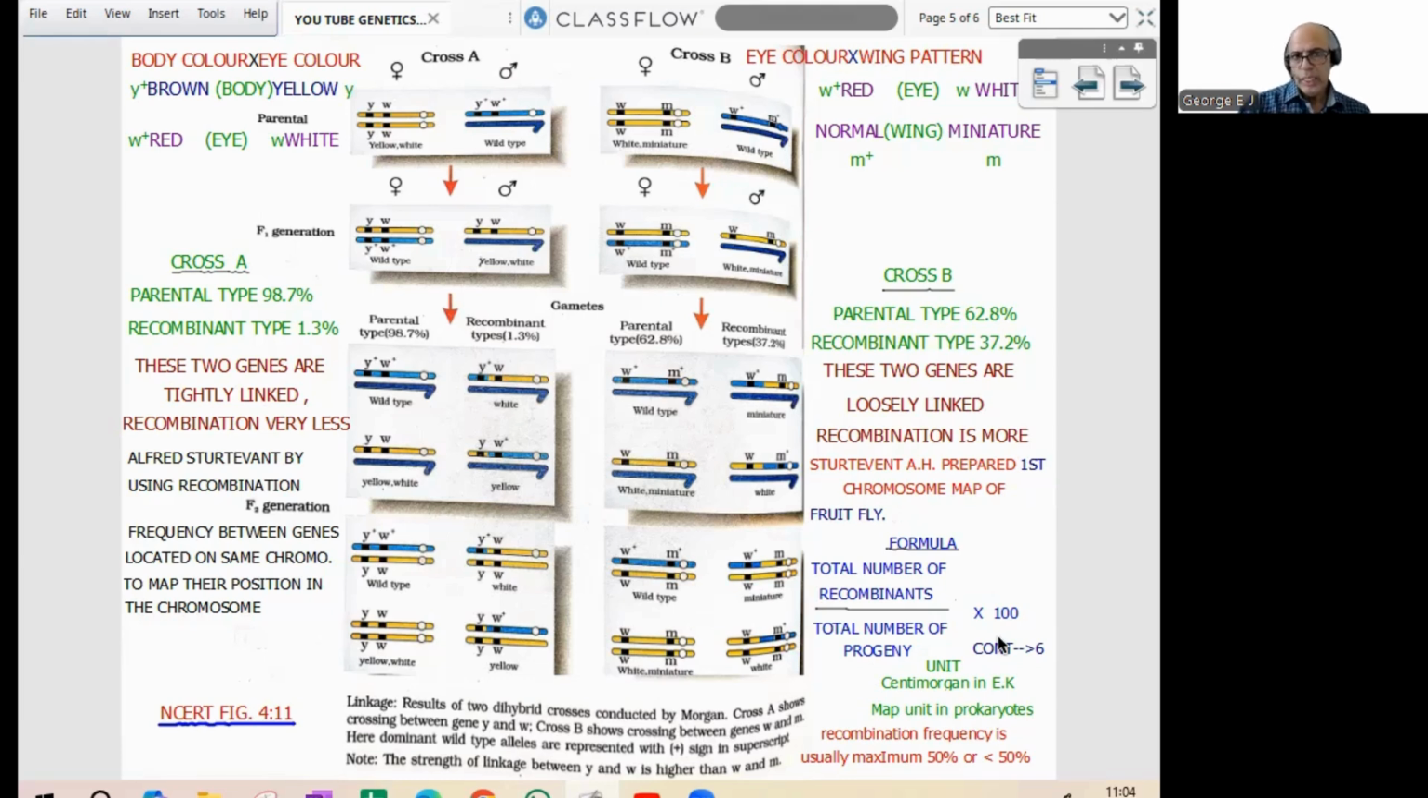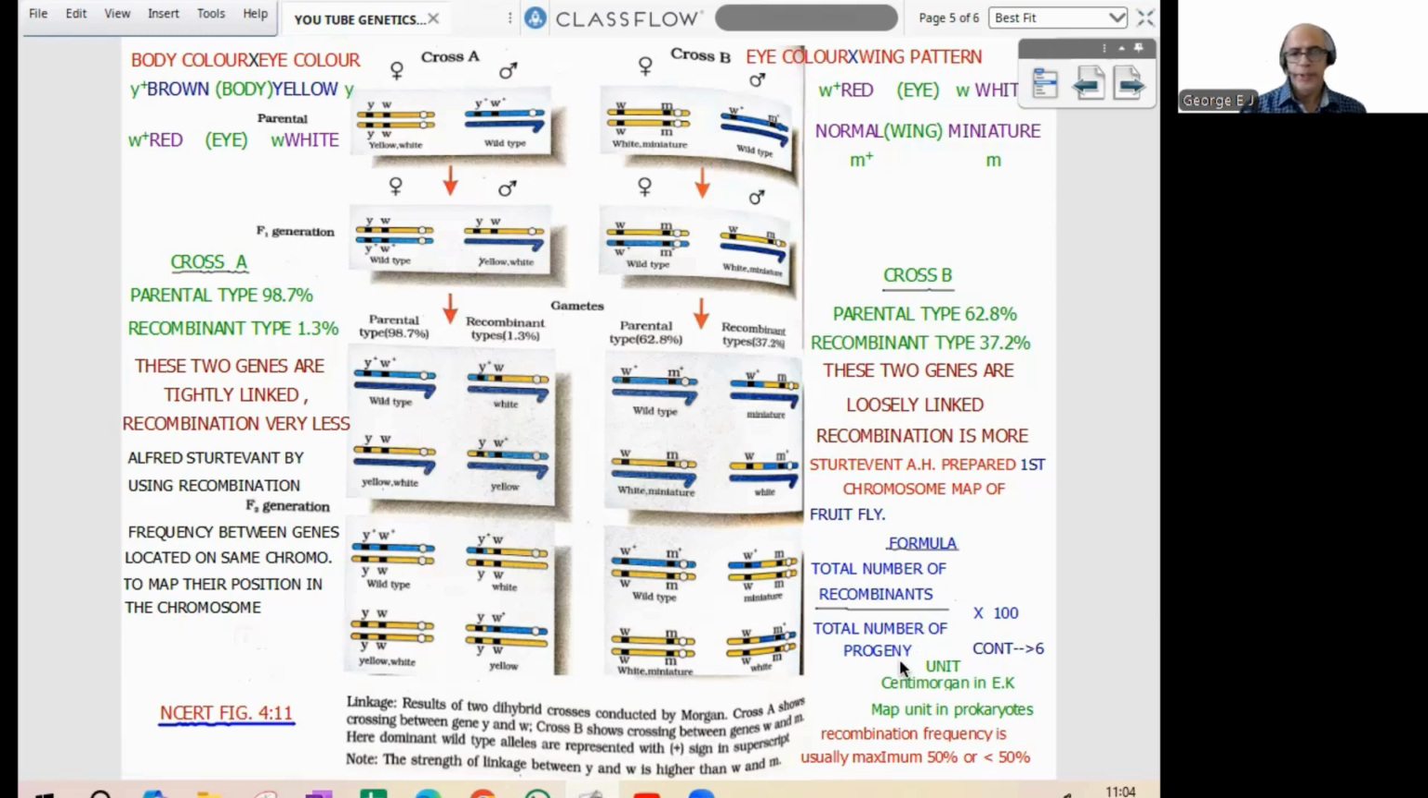Remember, we got all this data and then we are only proceeding. For them, they had to do all the experiments. That's why I told you why Morgan got the Nobel Prize in 1933. It's a Herculean work. And this way we can calculate recombinants. You will be remembering how we calculated dihybrid cross recombination frequency, 6 by 16 into 100. You'll be remembering in the same manner.